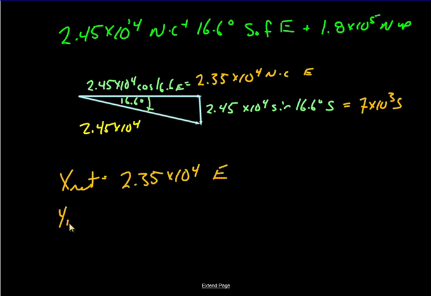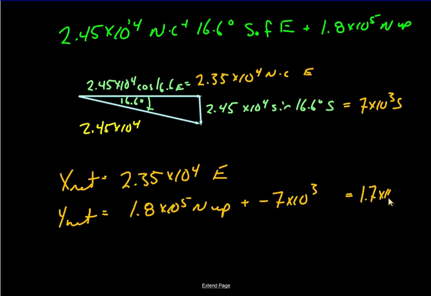And then we need y net. So we have our 1.8 times 10 to the 5 newtons up, plus this is to the south, so negative 7 times 10 to the 3. Okay, so this will end up being overall in the northerly direction. So we get 1.7 times 10 to the 5 north. And remember the units here, guys, the units are newtons per coulomb, right? Because we're finding out about a field.